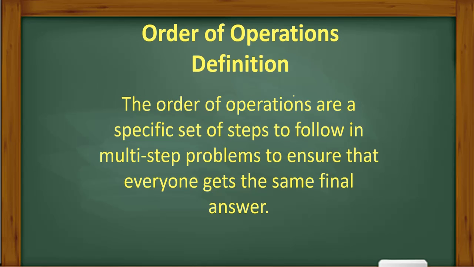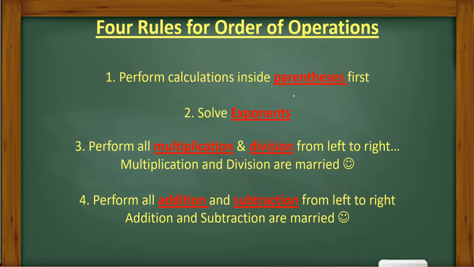Order of operations definition. The order of operations are a specific set of steps to follow in multi-step problems to ensure that everyone gets the same final answer. There are 4 rules for order of operations.